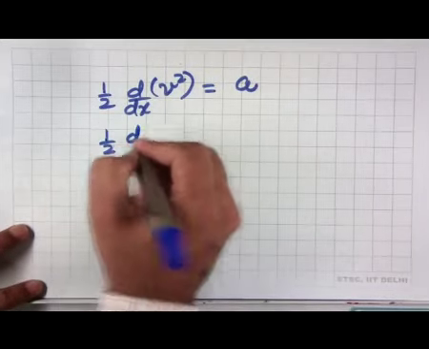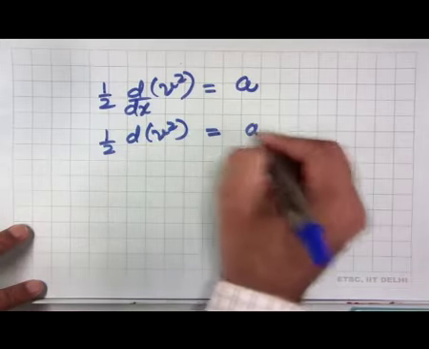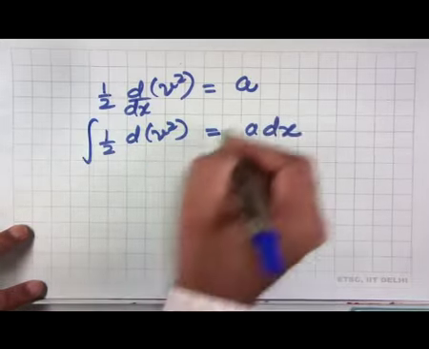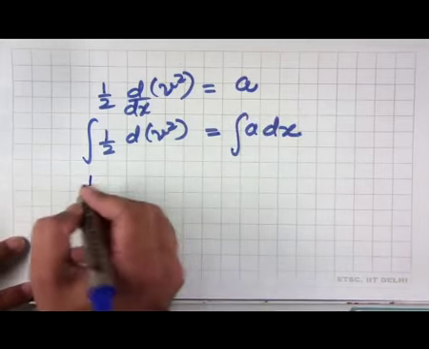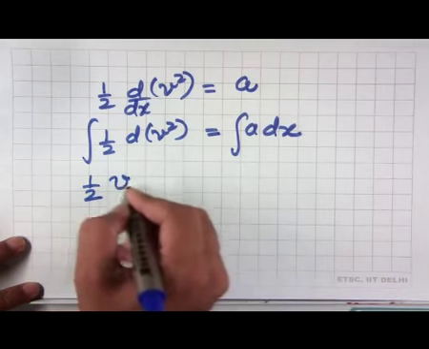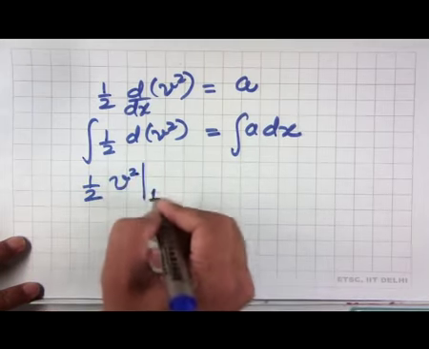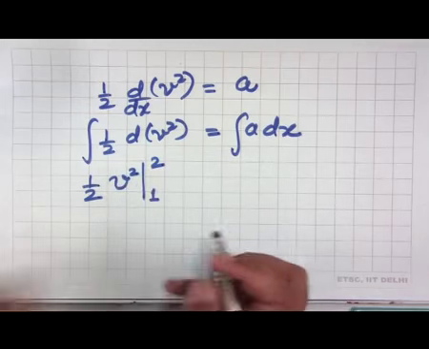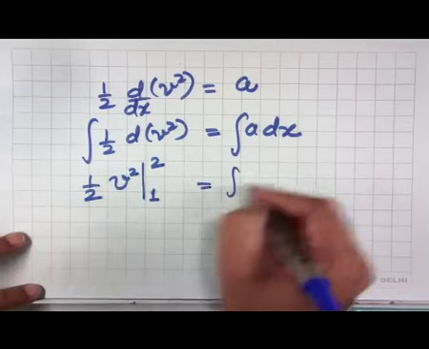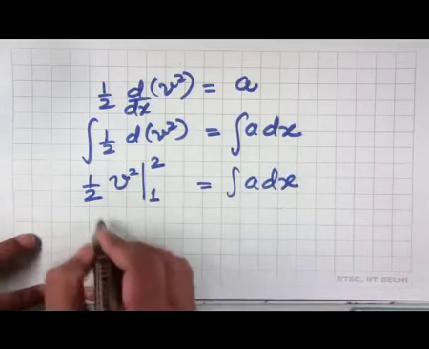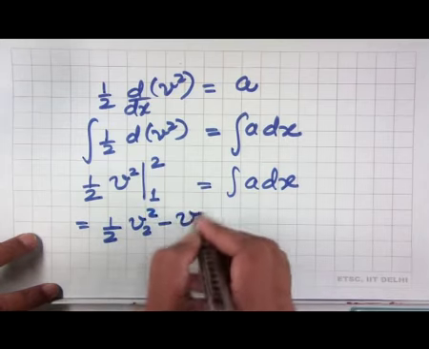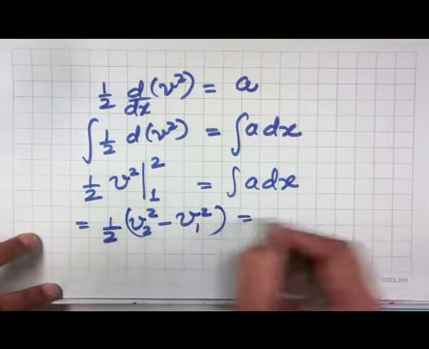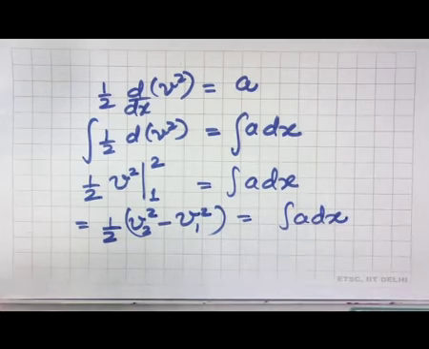So, we get half of d of v square is equal to a dx, and when we integrate both sides, the left hand side will become half of v square from position 1 to position 2, which will be equal to the integral of a dx. And this becomes half of v2 square minus v1 square is the integral of acceleration with respect to x.